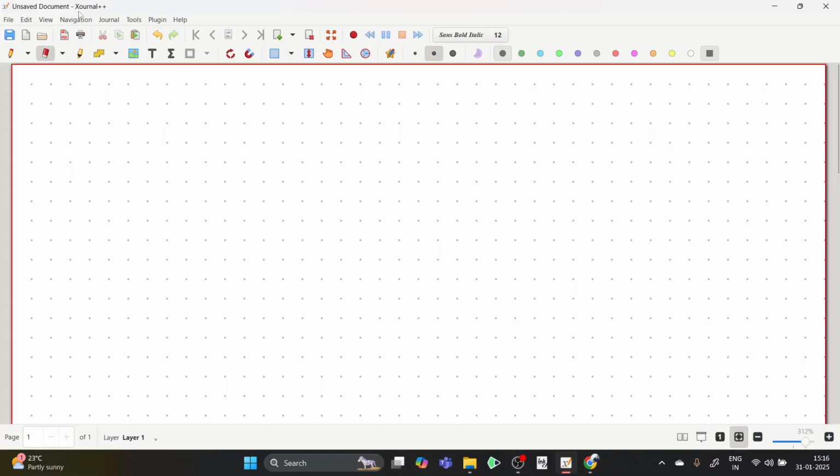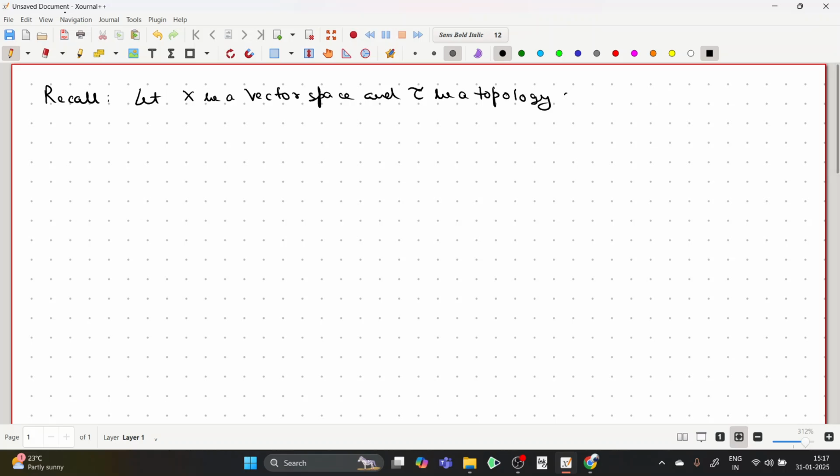Okay, so in the last lecture we had introduced the notion of a topological vector space. So let me first recall what we had discussed. So let X be a vector space and tau be a topology on it.